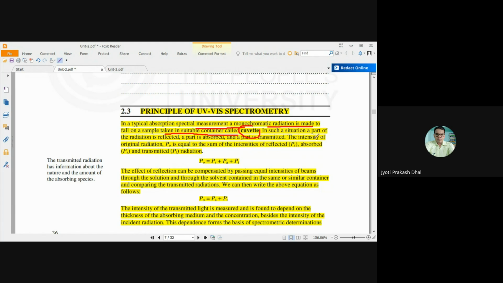In such a situation, a part of the radiation is reflected, a part of the radiation is absorbed, and a part of the radiation is transmitted. If the intensity of the original radiation passed through the cuvette containing the sample is P naught, then P naught equals the sum of the intensity of the radiation reflected, plus the intensity of the radiation absorbed, plus the intensity of the radiation transmitted. That means P naught equals PR plus PA plus PT.